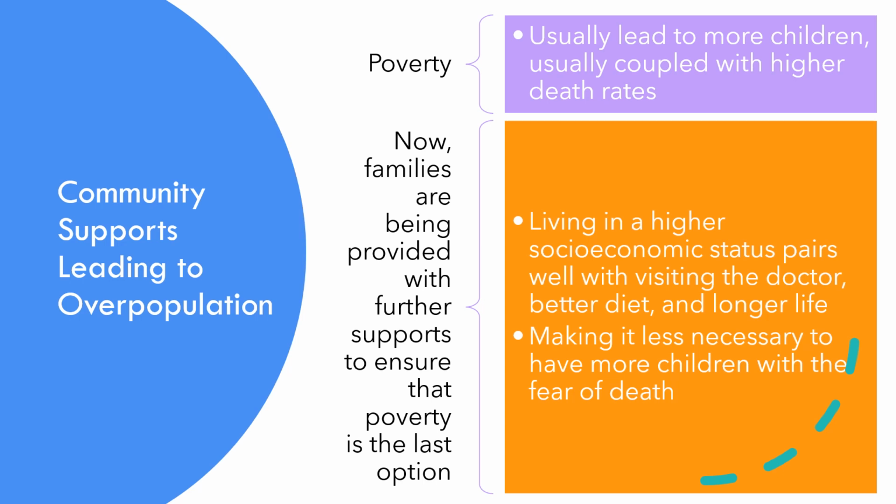Other community supports, families are being provided with further supports to ensure that poverty is the last option. There are plenty of governmental support systems like the food stamp programs and getting free and appropriate education for all. Again, statistical facts show that living in a higher socioeconomic status pairs with you being able to see the doctor more often, with you eating a better diet, which then allows you to live longer.